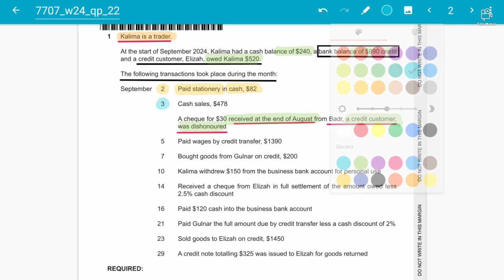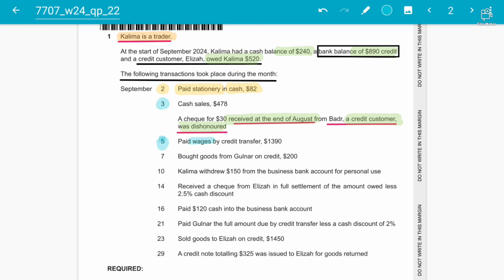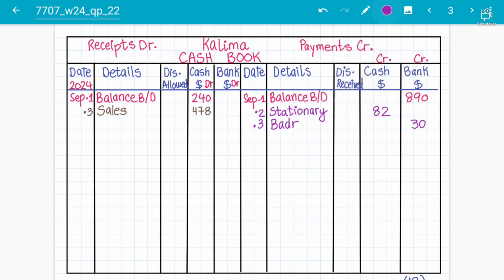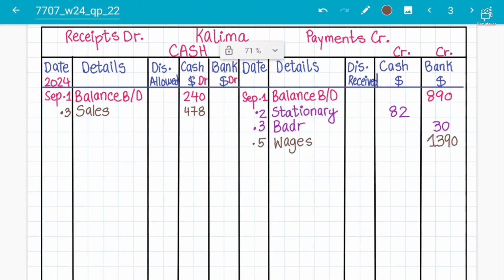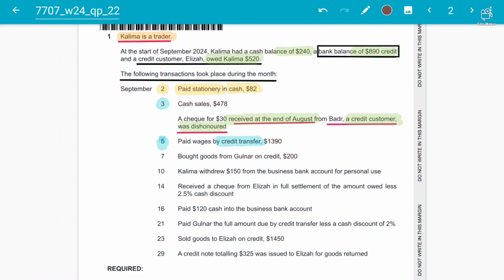Next transaction, we move on to September number 5th, is basically we paid wages by credit transfer. In this case, credit transfer means we made the payment from the bank. So we have wages by credit transfer 1390. We made the payment on September number 5 for wages, which is 1390, done by credit transfer. Okay, that's a very simple 1 mark for each transaction.